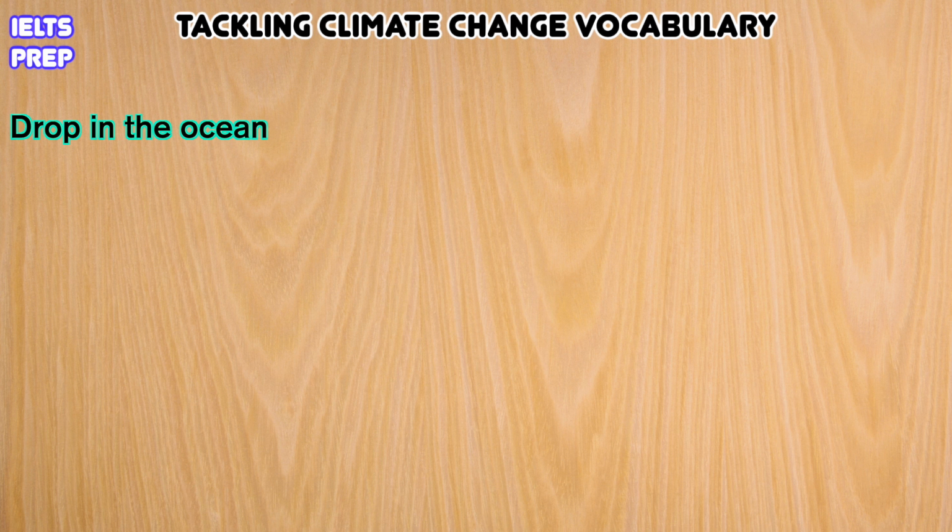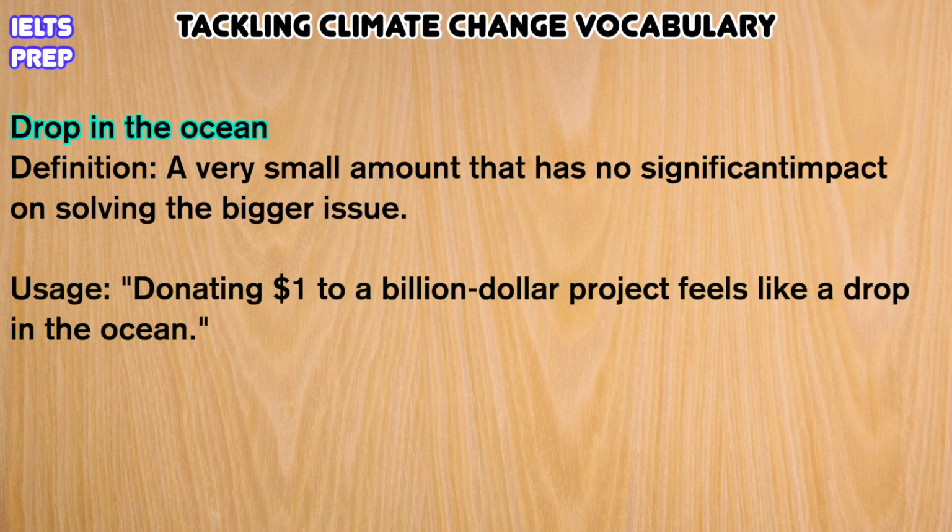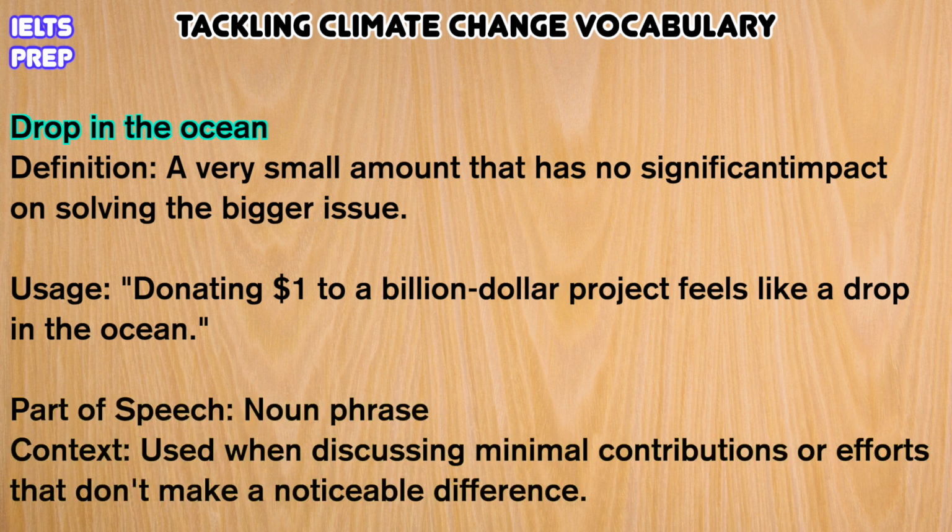Drop in the ocean. Definition: a very small amount that has no significant impact on solving the bigger issue. Usage: donating $1 to a billion-dollar project feels like a drop in the ocean. Part of speech: noun phrase. Context: used when discussing minimal contributions or efforts that don't make a noticeable difference.